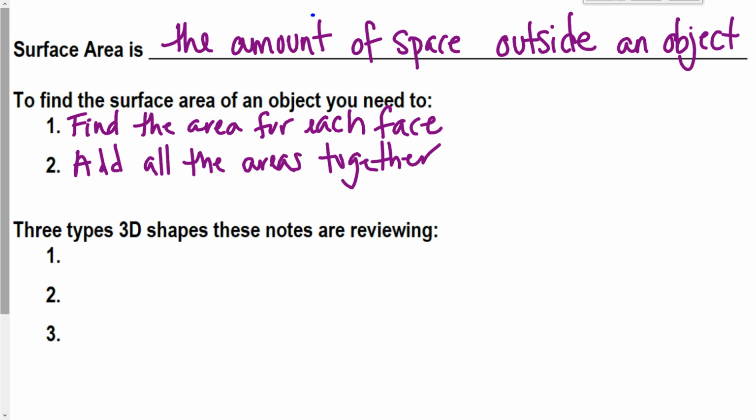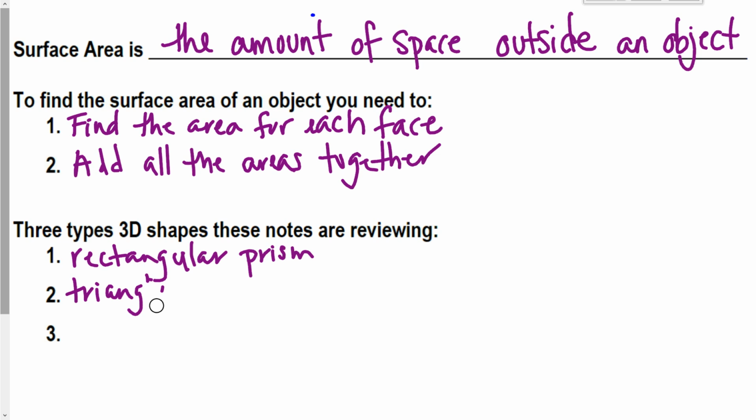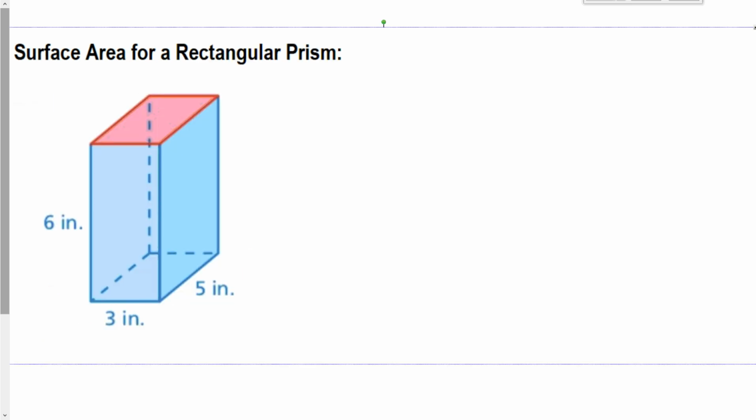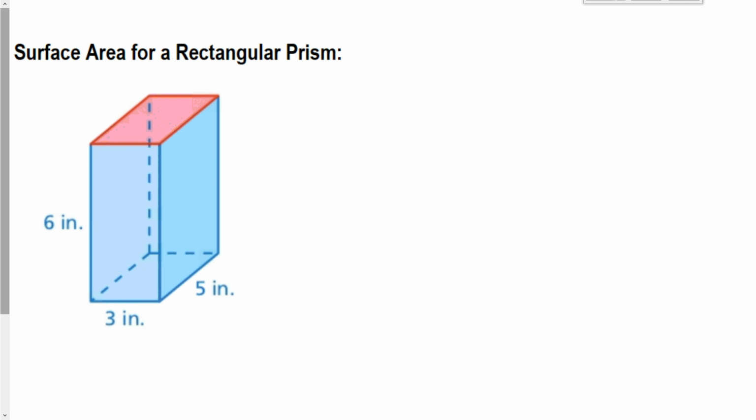So like I said, these notes we're going to review. There's three shapes we're going to be looking at. We're going to be looking at a rectangular prism. We have a triangular prism. And then we have pyramids, and we're actually going to look at two pyramids. Okay. So, surface area for the rectangular prism.